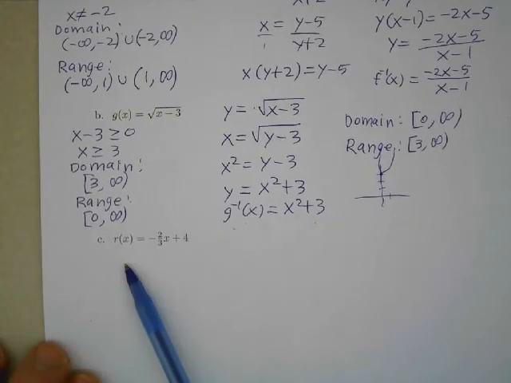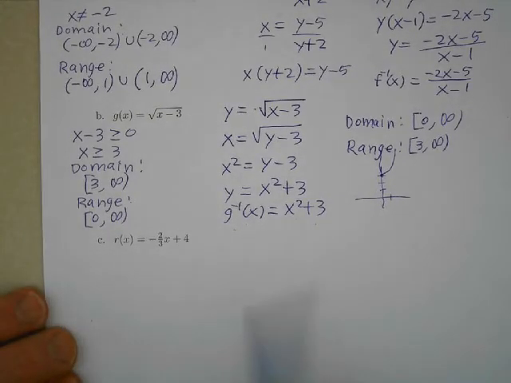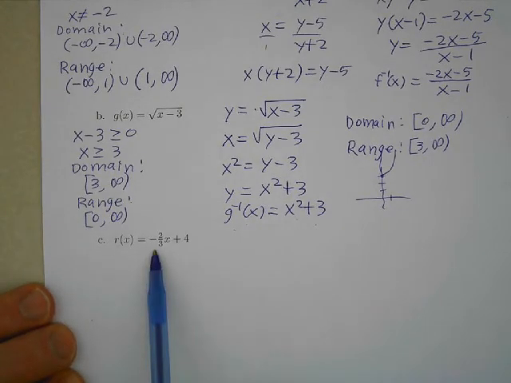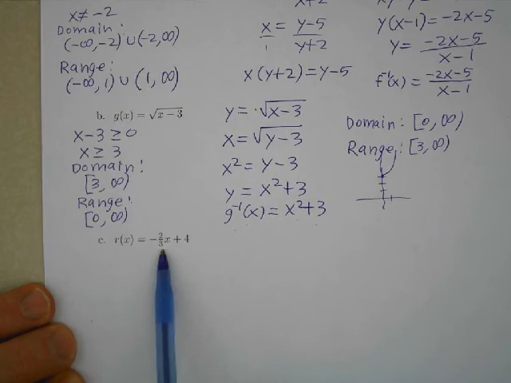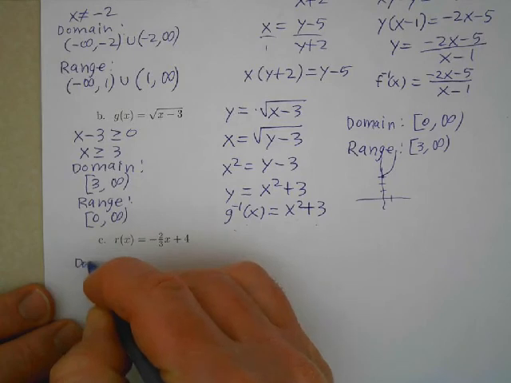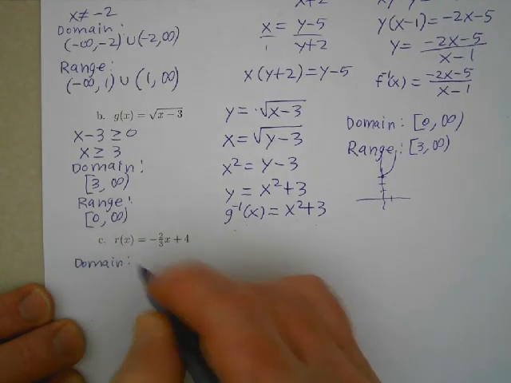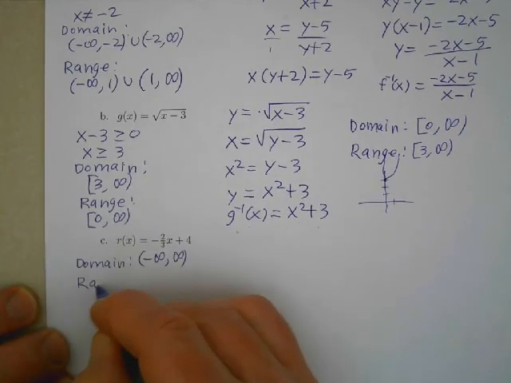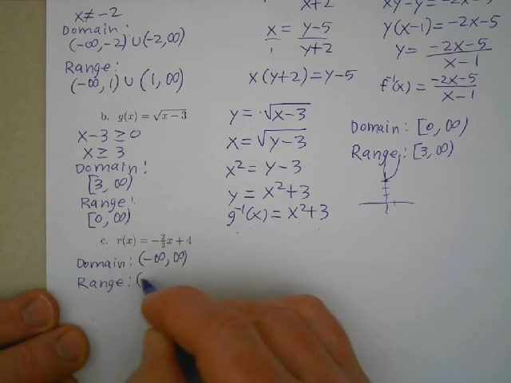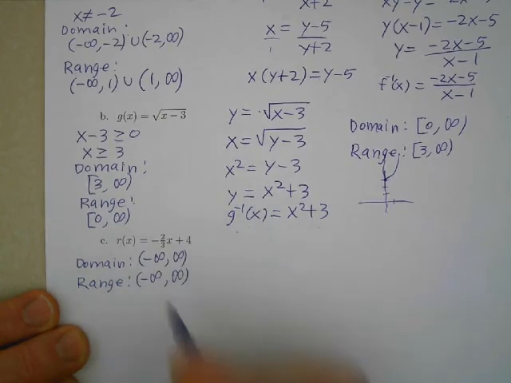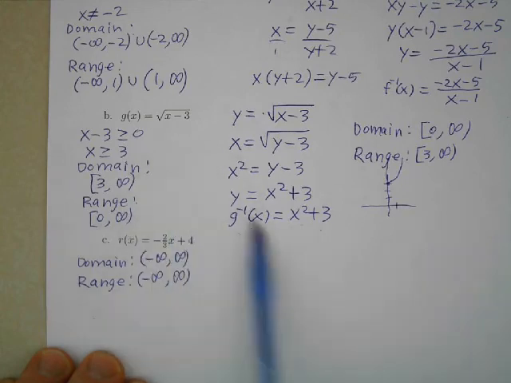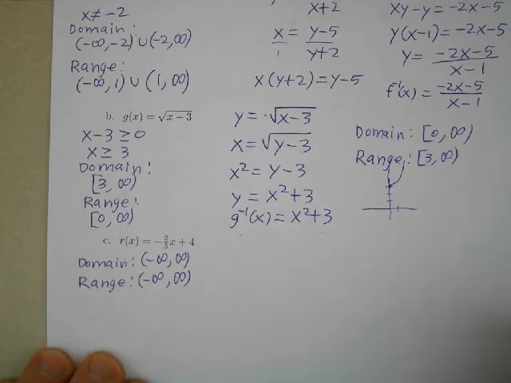Okay, the next function, r of x. Well, this is a linear function, and it has a non-zero slope. And so, well, we know the domain is all real numbers, and so is the range. The domain is from negative infinity to positive infinity, and the range is also from negative infinity to positive infinity. And we also know that it's a one-to-one function. The graph in the xy plane passes the horizontal line test.